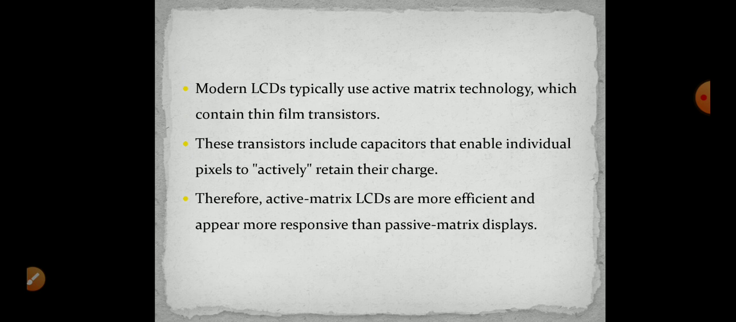Active matrix technology contains thin film transistors. Here we develop the thin film transistors with capacitors. These transistors include capacitors that enable individual pixels to actively retain their charge, because we are using a capacitor to store charge. Therefore, active matrix LCDs are more efficient and appear more responsive than passive matrix displays. That's why we are using active matrix technology nowadays.